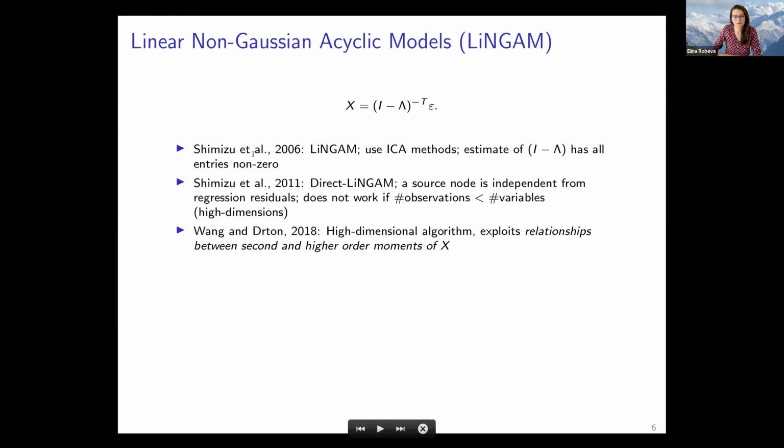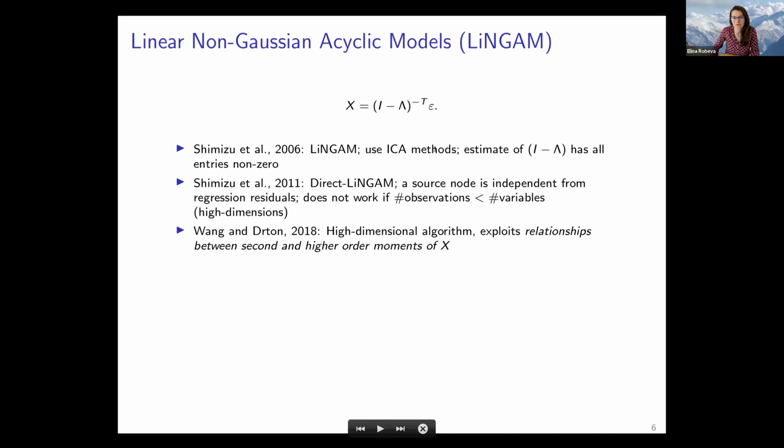So in 2006, Shimizu et al. were sort of the first to realize that if the noise vector is non-Gaussian, then you can actually use ICA methods to estimate this matrix and therefore estimate the graph. And there's a lot of literature that follows that has a variety of methods that are proposed.